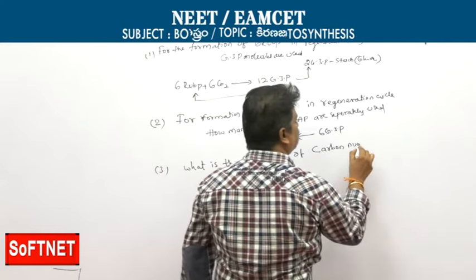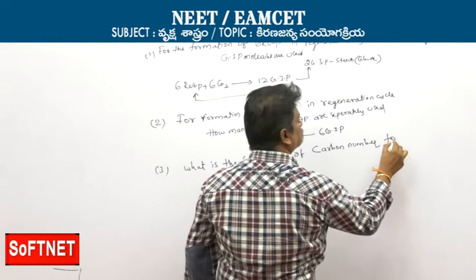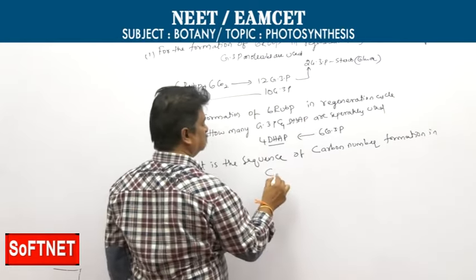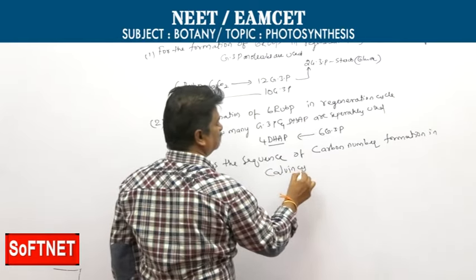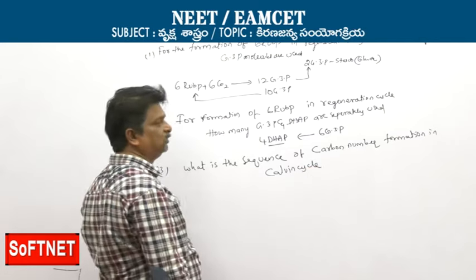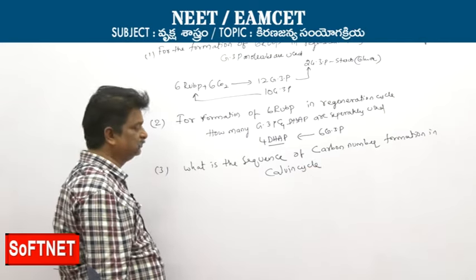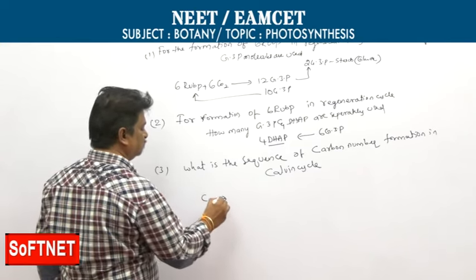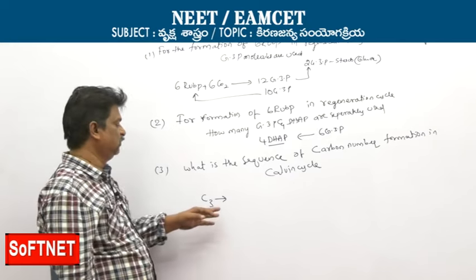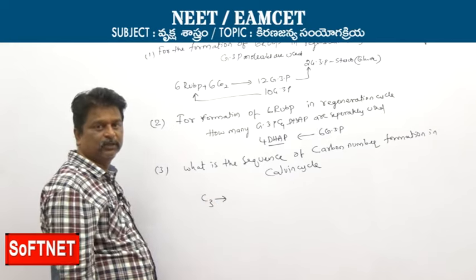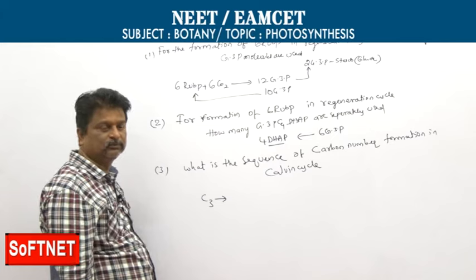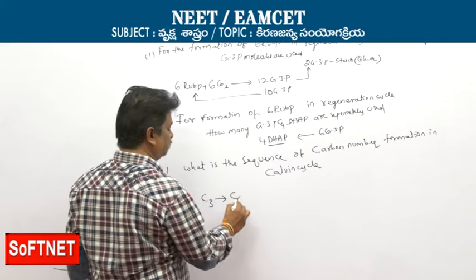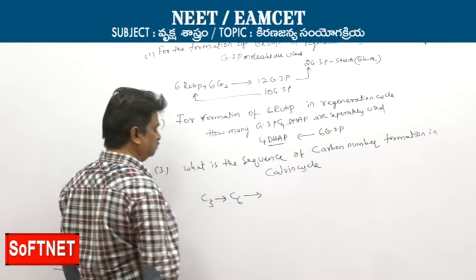A carbon number formation in the Calvin cycle means triose, tetrose, pentose, like that. So, first triose: PGA, 1,3-bisphosphoglyceric acid and G3P. After that, G3P and DHAP fuse to form fructose.